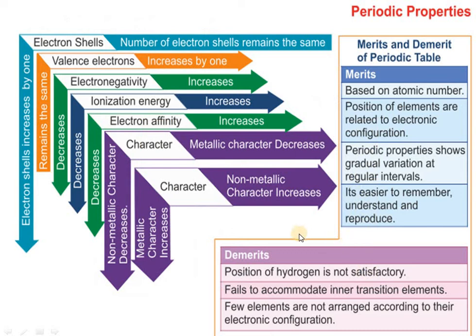Next, we are now going to discuss certain properties of the periodic table that are known as periodic properties, which repeat again and again. Why do they repeat? Because of similar valence electrons, similar outer electronic configuration. Okay, so electron shell. See here, the number of electron shells remains the same in a period, and if you go down, the electron shells increase.